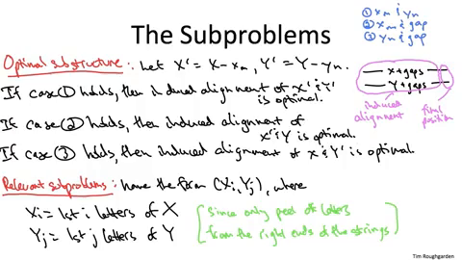That is, the only subproblems that we care about have the form xi, yj, where xi denotes the first i letters of capital X, some prefix of x, and yj denotes some prefix of y, the first j letters of y.